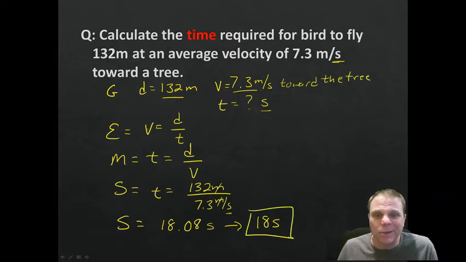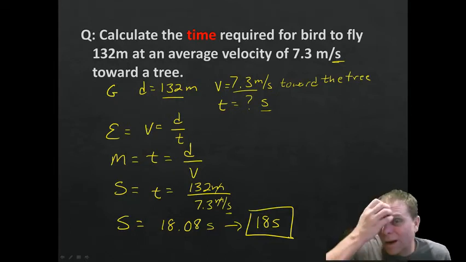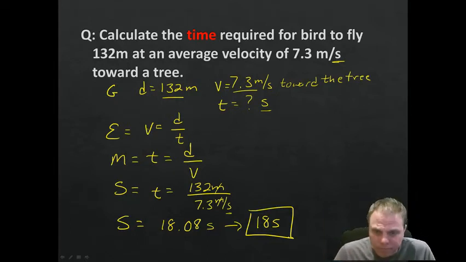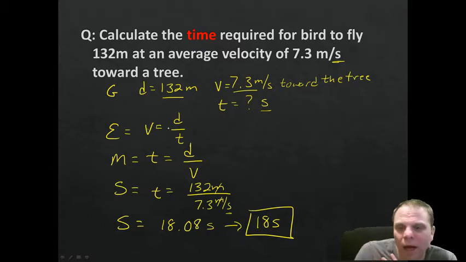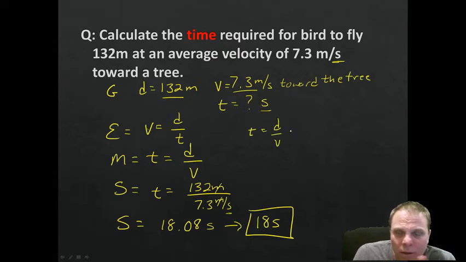So this is how you would do a problem in which you are solving for time. Now, really quickly, I want to show you my M step, that manipulate step, because a lot of you have not done this M step before, and I just want to remind you how we would manipulate a formula like this. The rule in algebra says that if we do something to one side of the equation, we have to do it to the other side. We can do a lot of different things, but we have to do them to both sides of the equation.